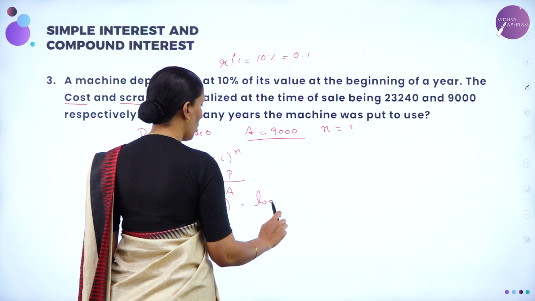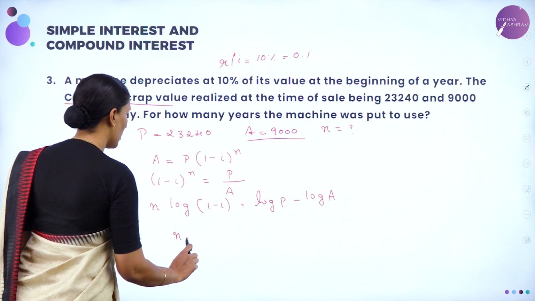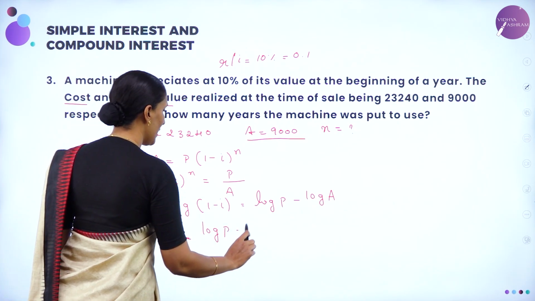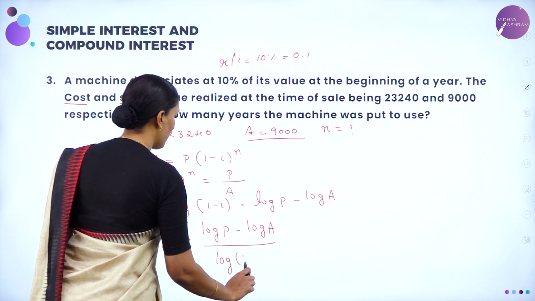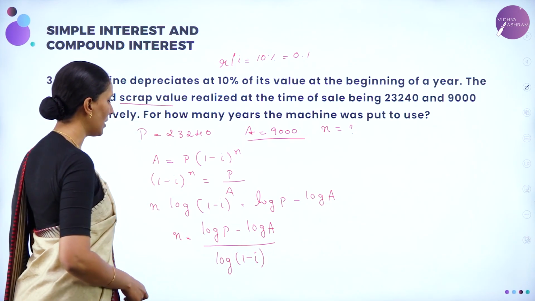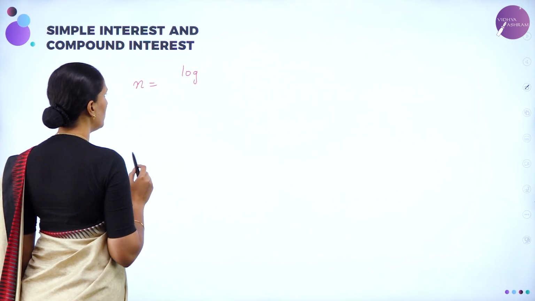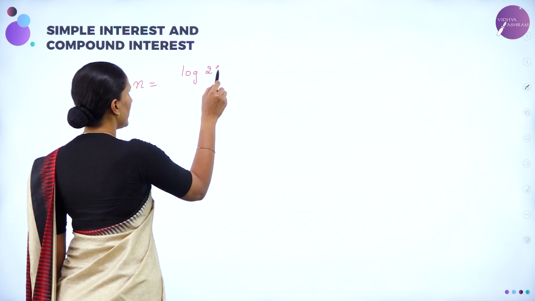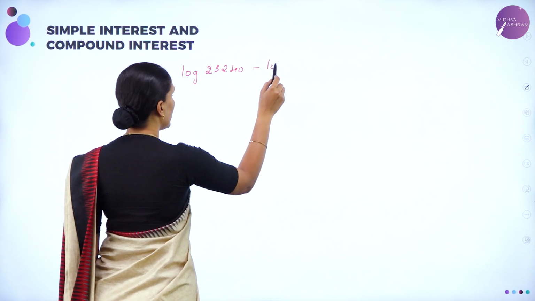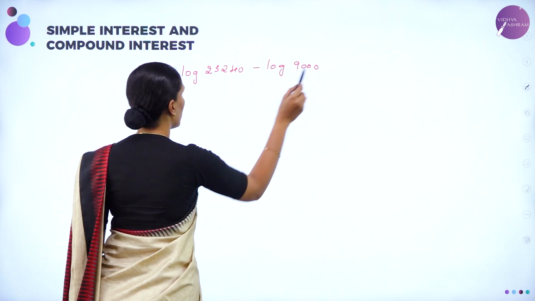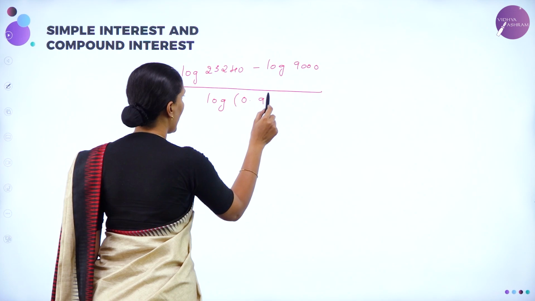So this will become log P − log A. Or I can calculate n = (log P − log A) / log(1 − i). So now we'll put the values here. Then n = log of P value 23,240. Next, log A is log of 9,000. The denominator is log of 1 − 0.1, which is 0.9.